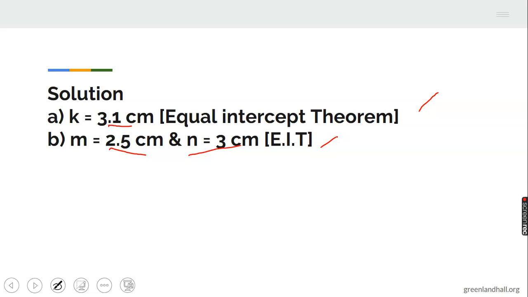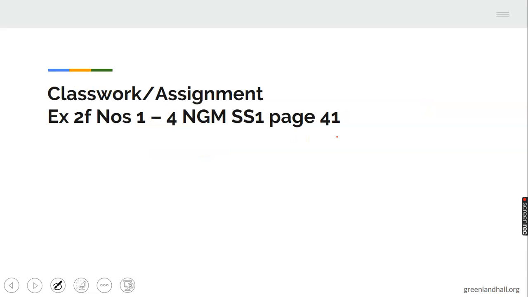So I expect you to be able to do this one as a class workbook assignment, exercise 2F, number 1 to number 4, in New General Mathematics, page 41.